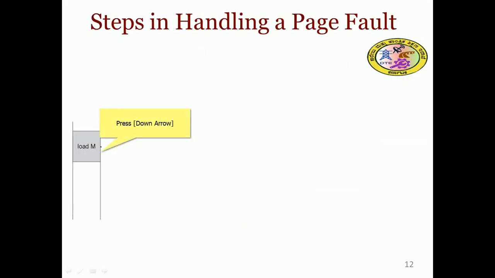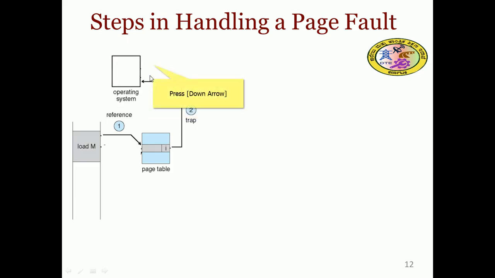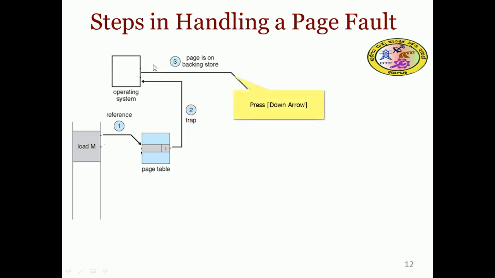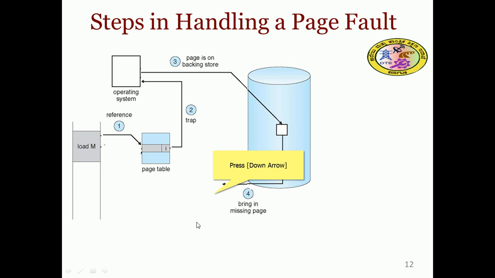Steps in handling the page faults. For example, load M data, then the reference is 1 reference, and that will be in the page table. It establishes the relation between pages and page frames, or virtual memory to logical memory, so logical memory to physical memory, the page table. So we have a trap, and that goes to the operating system. The operating system finds the page on the backing store and brings in the missing page.